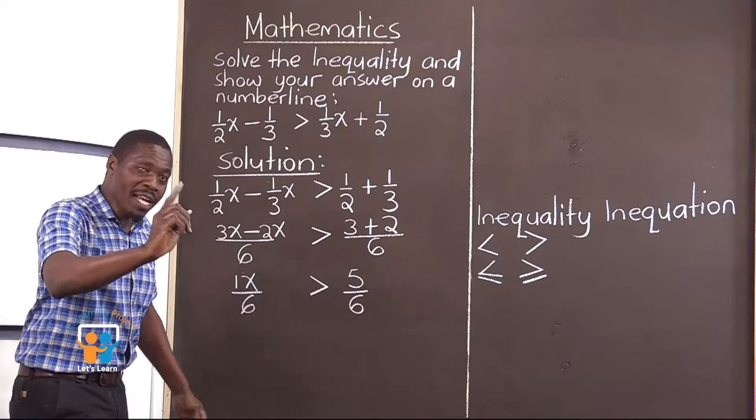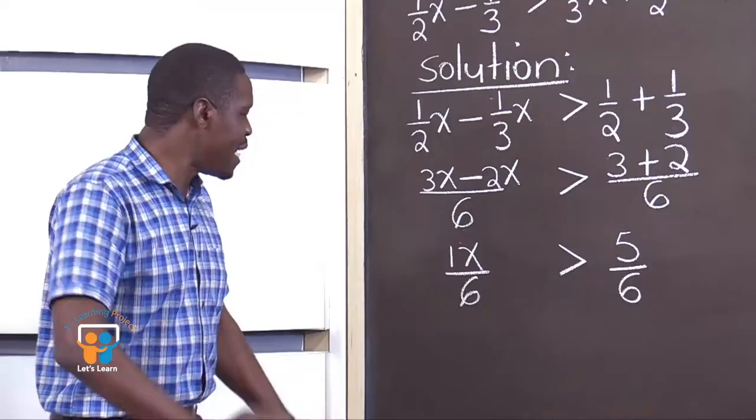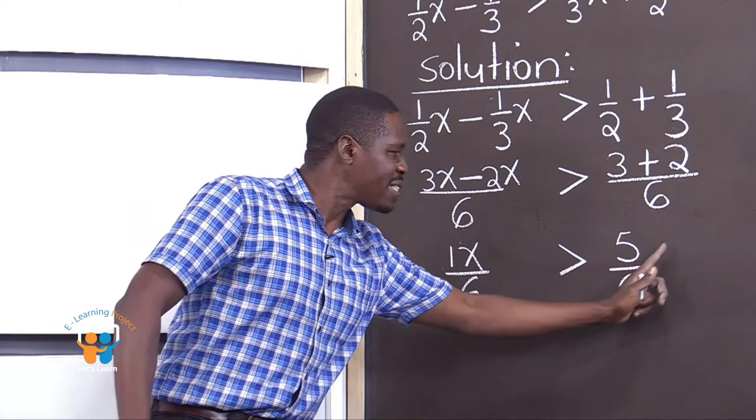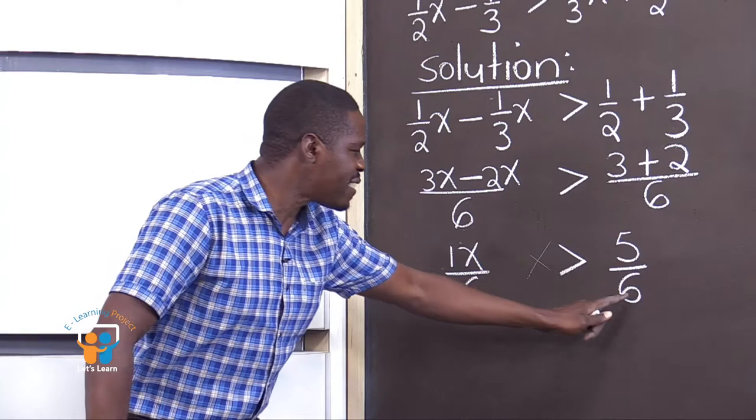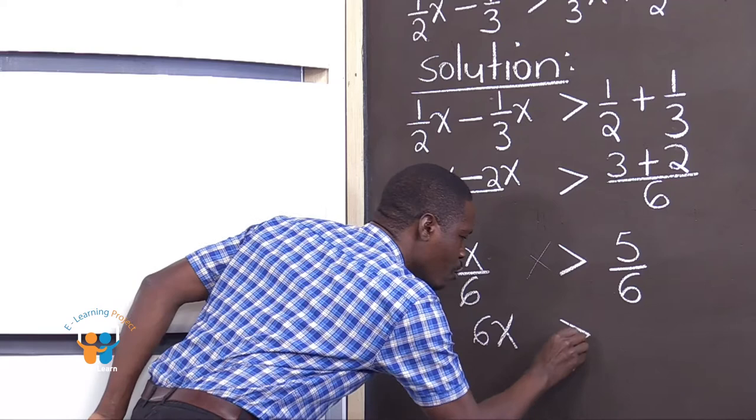When I was marking your work, someone decided to multiply this side by 6, multiply that side by 6. That was okay. Another person decided to cross multiply. That was still okay. Now, if we are to cross multiply, then we are going to have 6 times 1x to give us 6x, which is greater than 6 times 5, which gives us 30.